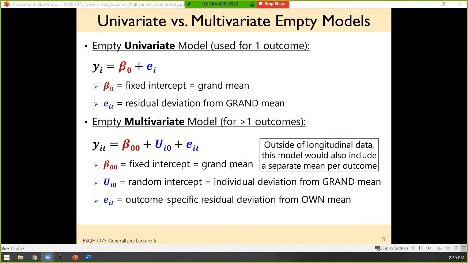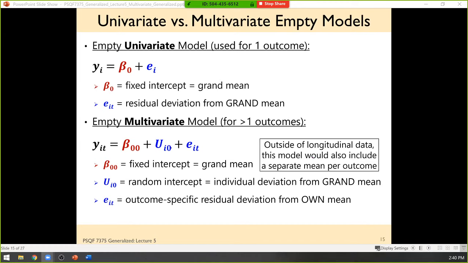So if you put it together, we've changed the baseline empty model from a univariate to a multivariate context by adding in this random intercept. In a univariate context, we would say that the empty model starts with just the mean for the outcome plus how far off any observation is from the mean. A multivariate empty model would have a mean noted that you usually allow a different mean for each outcome, outside of longitudinal data. Longitudinal is kind of a special case where you tend not to do that.